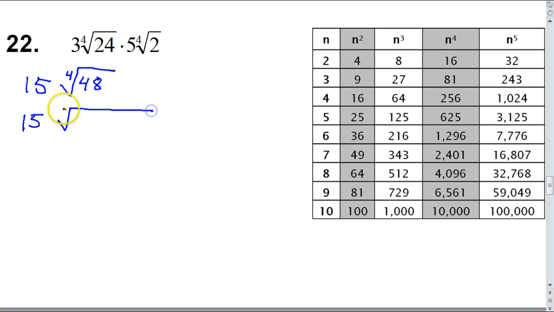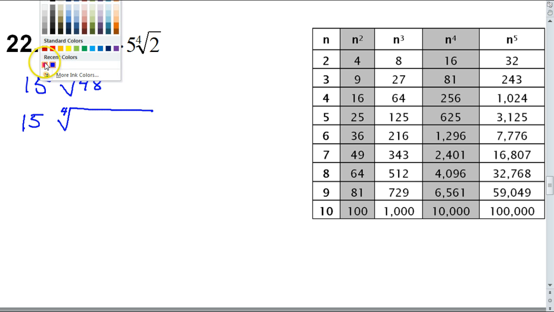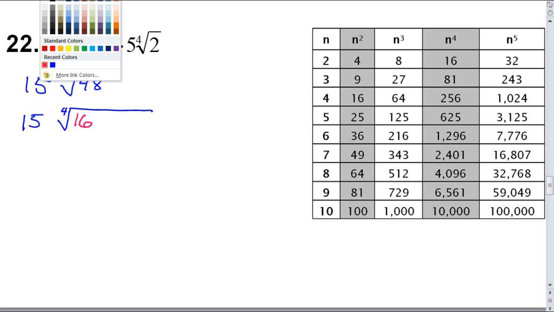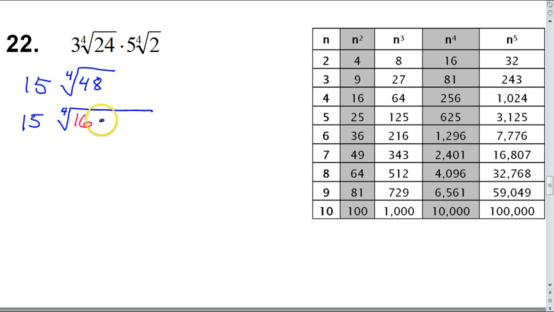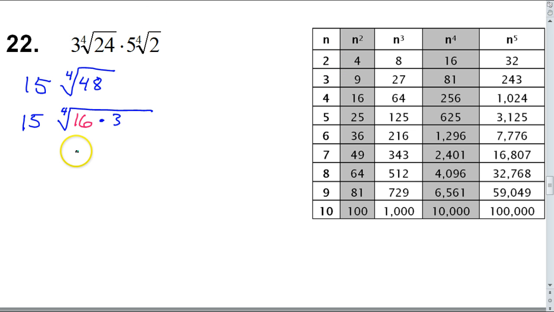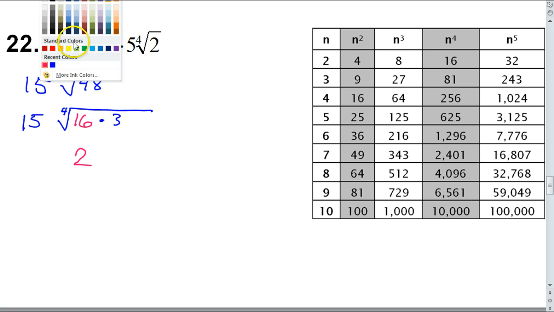Specifically, 48 is 3 times 16. So I can rewrite 48 as 16, that's on the list, times 3. I wrote the 16 in pink because that can be simplified. The fourth root of 16 is 2. So I can replace that 16 with a 2 on the outside of the radical.